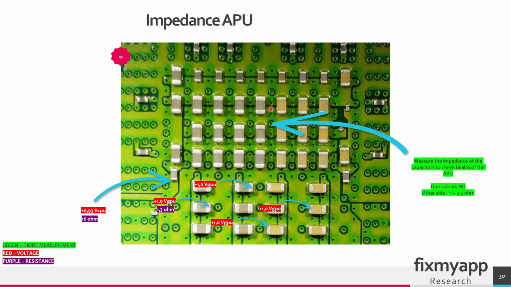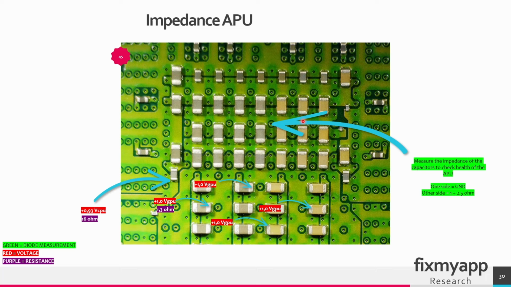These are the capacitors that are located on the back of the APU. These capacitors are needed for the power delivery, signal filtering and stability. So these capacitors are placed near the power pins of the APU and it serves to filter out high frequency noise and fluctuations from the power supply.